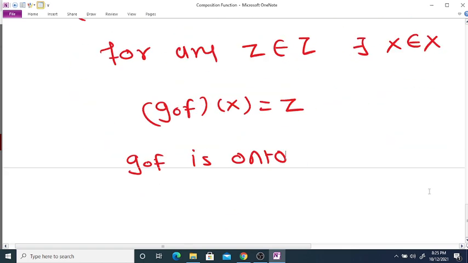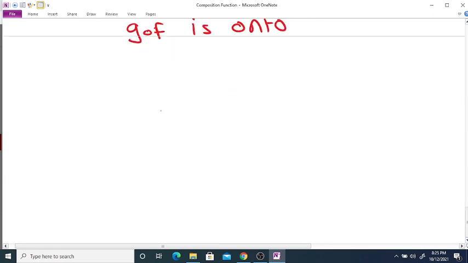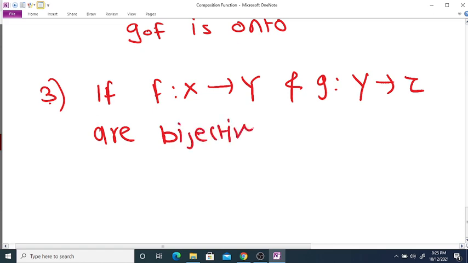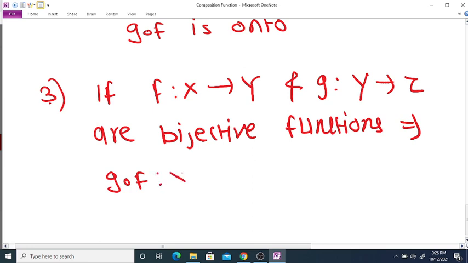Now again, number 3. Let f be a function from X to Y and g be a function from Y to Z, both bijective functions. Then the composition function g of f from X to Z is also a bijective function.